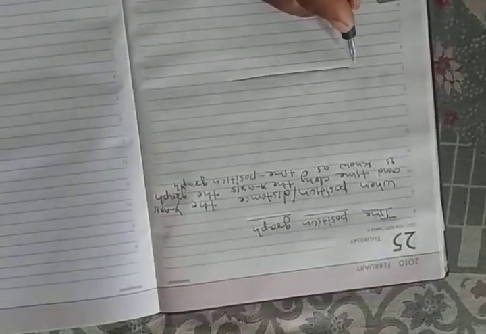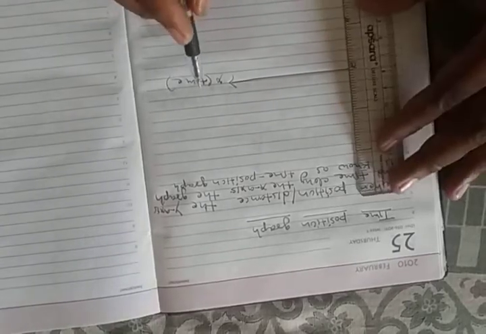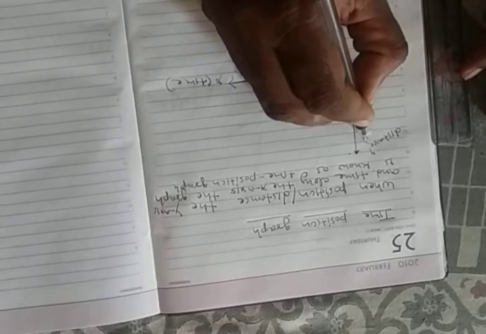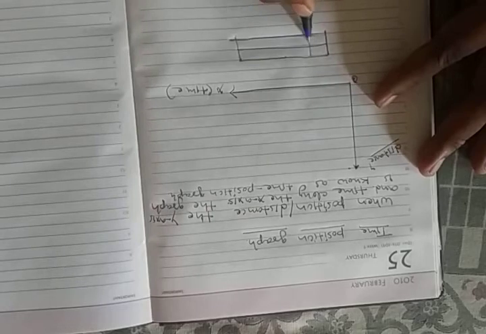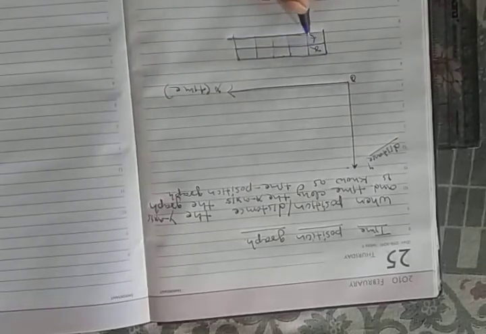Then x-axis, time, and y-axis, distance. Clear? So position x and time t.